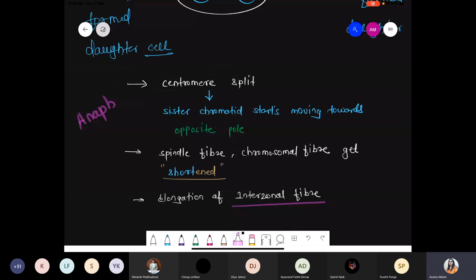So first of all, complete these three parts, which are for anaphase. And now we are taking the diagrammatic representation. Try to understand how they are showing the movement, how it exactly looks, what is the meaning of the interzone, etc.